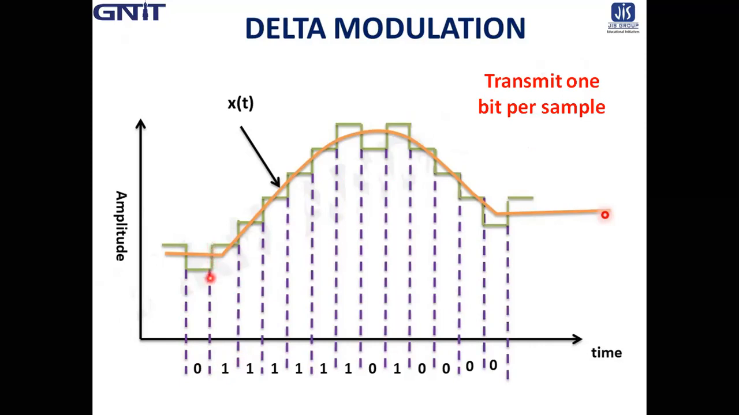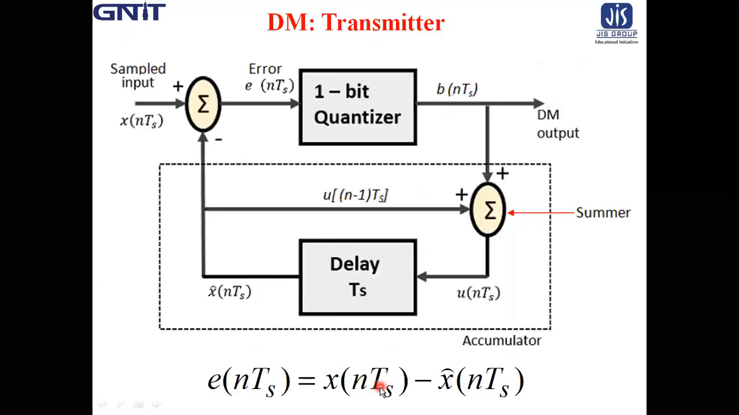See, the present sample value is higher than the previous sample value, so binary 1, then again higher. Now here, see, this present sample value is lower than the previous sample value, so binary 0 is transmitted. Again, this case is 0. Okay. Now, the transmitter section.